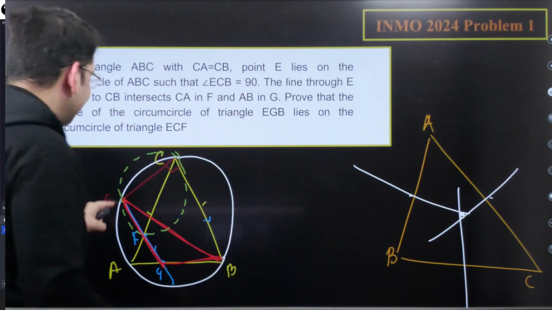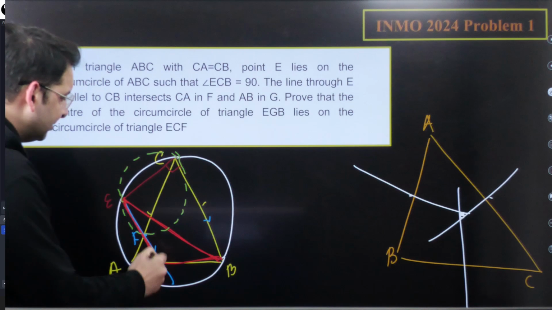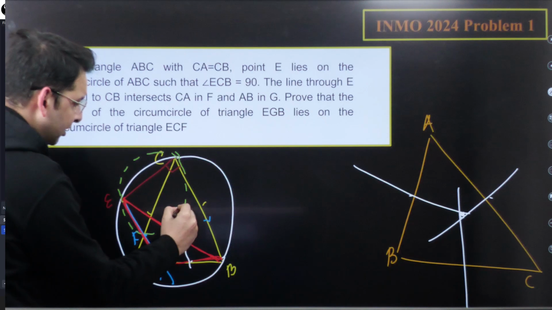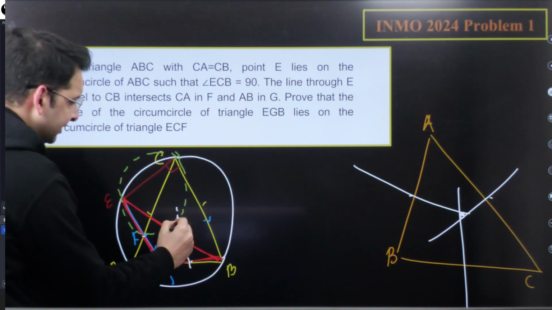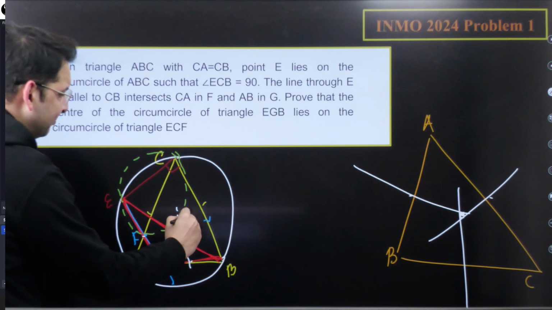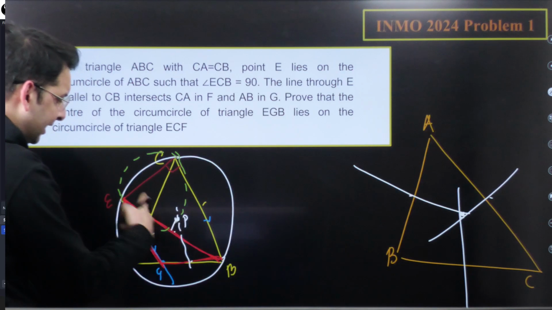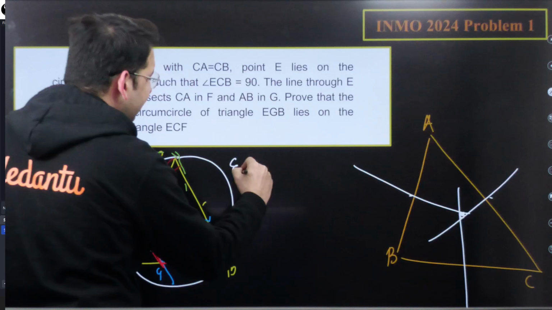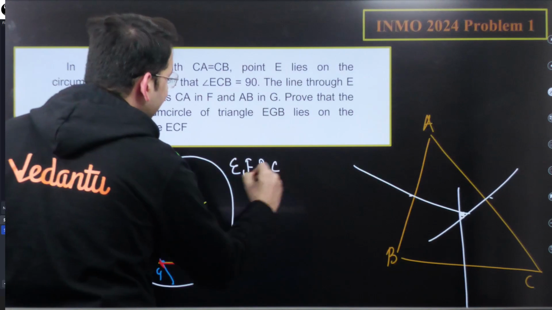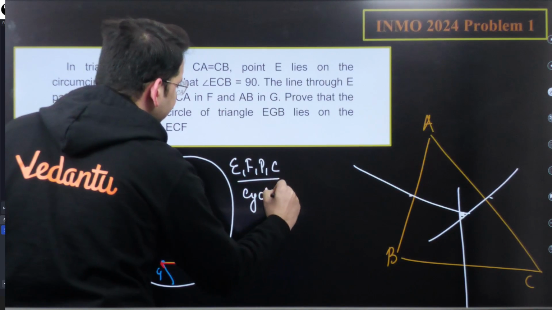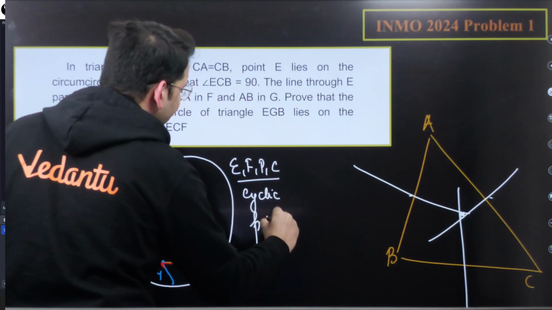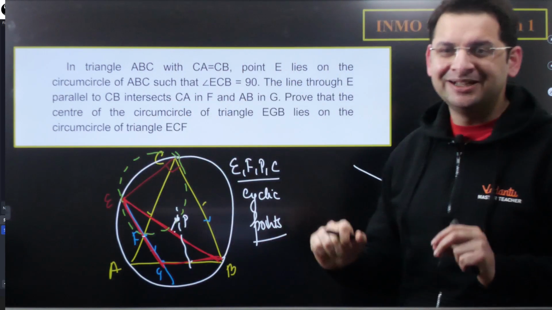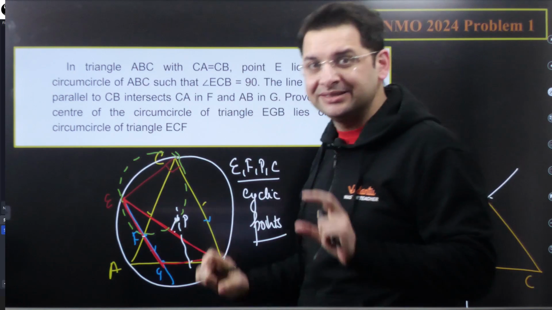Right. So if we talk about triangle EGB, its circumcenter will be somewhere here. Its perpendicular bisector, and from here another perpendicular bisector. So basically, if P is the circumcenter of triangle EGB, we need to prove that E, F, P, C are cyclic points. Pardon my drawing here because I will be drawing a good diagram in the subsequent slides. But again, this is what the question says.